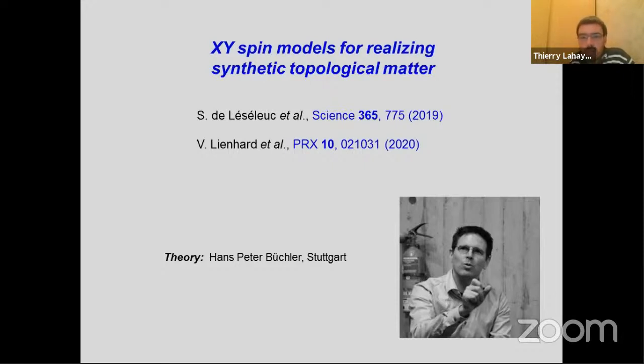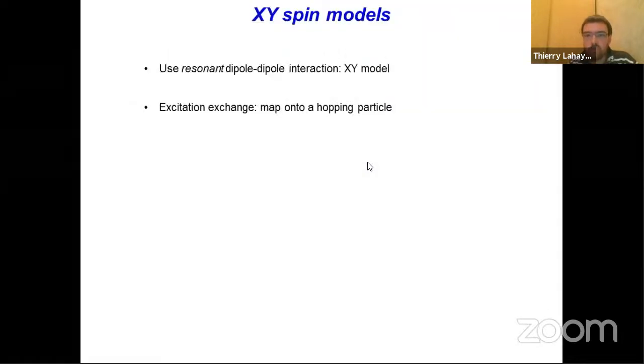We are just doing the first steps, but we did two works in 2019, 2020 trying to realize this topological matter. For this XY spin model, we use the resonant dipole-dipole interaction this time. You use two different Rydberg levels, S and P, for example, and so you encode your spin there, and the resonant dipole-dipole interaction then is really a spin exchange between two atoms. Okay, and so in fact, when two atoms exchange an excitation, it's just mathematically equivalent to having a quantum particle hopping from one side of a lattice to another side.